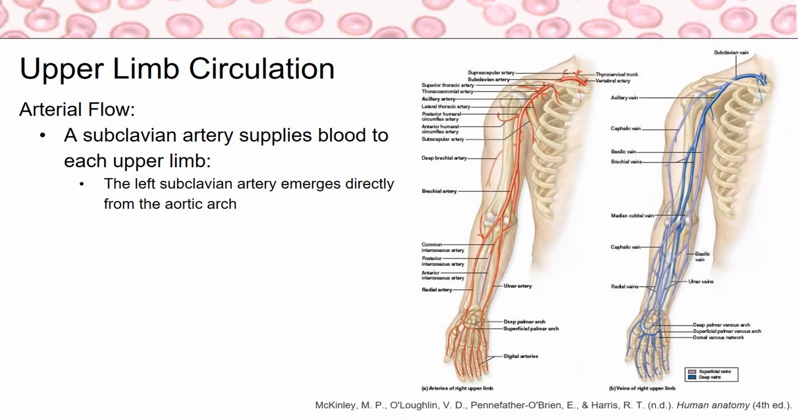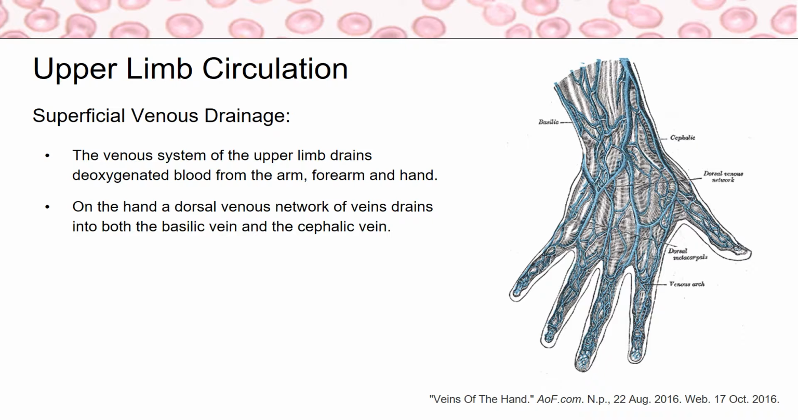Now for upper limb circulation. So as we said before, the main blood supply is the subclavian artery. It supplies the blood for the upper arm, the forearm, and the hand. The arterial system here is pretty complex, so we won't really get into it, but we will talk about the venous drainage. So we have superficial and we have deep venous drainage.